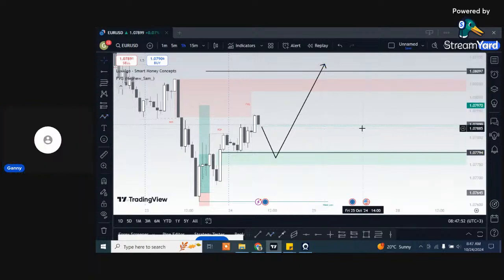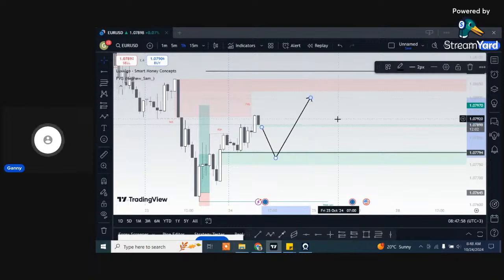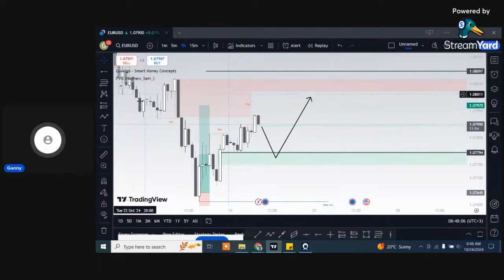So this is scenario number 1. I would expect price to come tap into this fair value gap. Then once it has tapped into it, it continues to the upside. So that's scenario number 1 that I expect to happen. But if this doesn't happen, then the other thing I would expect for price to do is basically come.